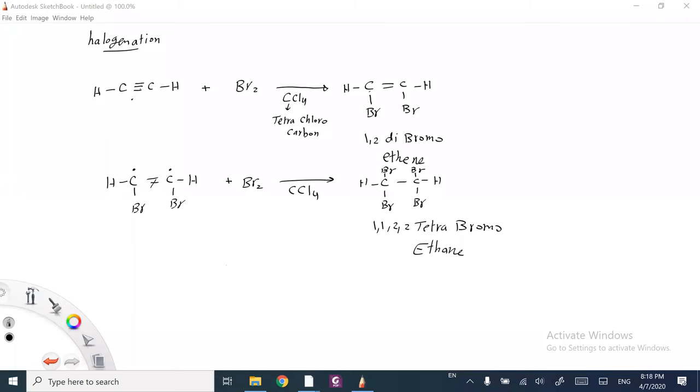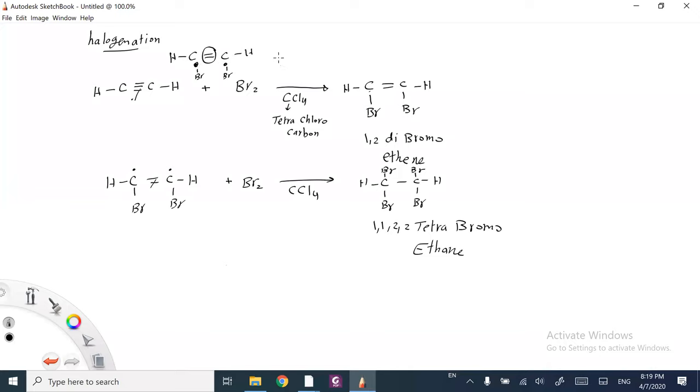Okay, let's complete our lessons. We start with halogenation. In halogenation, when I break this bond in the compound, the C double bond C becomes C and H with single electrons. These single electrons attach to the bromine, giving 1,2-dibromoethene. Ethene, why? Because we have a double bond.